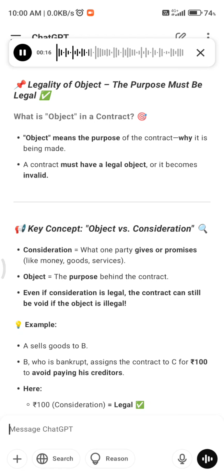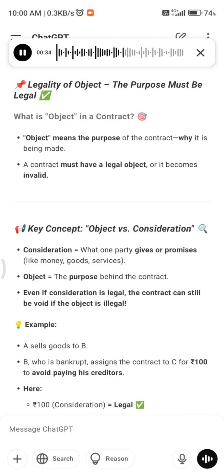Key concept: object versus consideration. Consideration is what one party gives or promises, like money, goods, services. Object is the purpose behind the contract. Even if consideration is legal, the contract can still be void if the object is illegal.